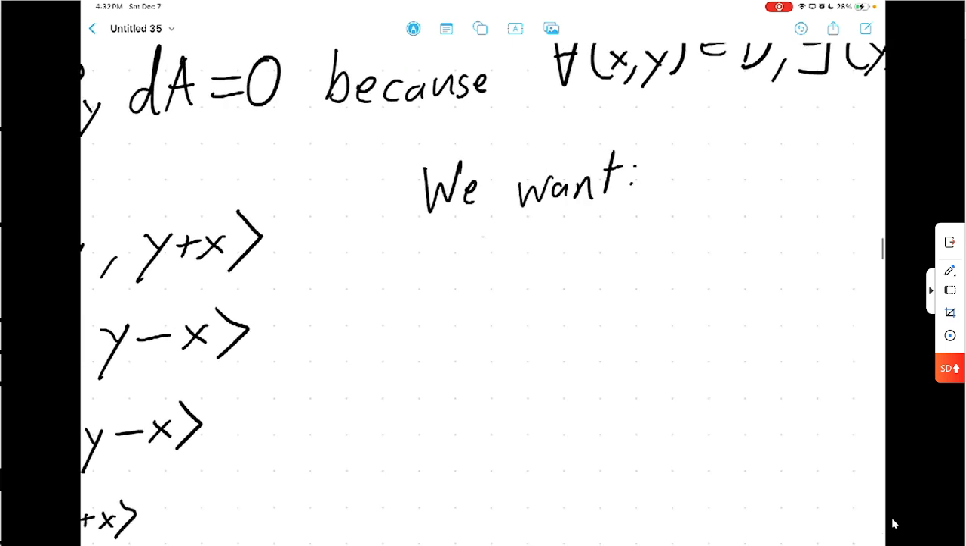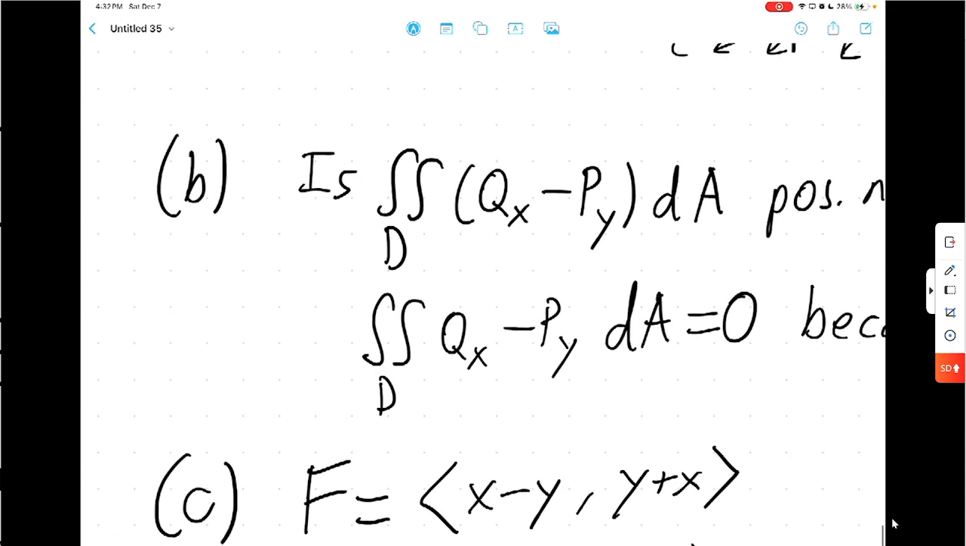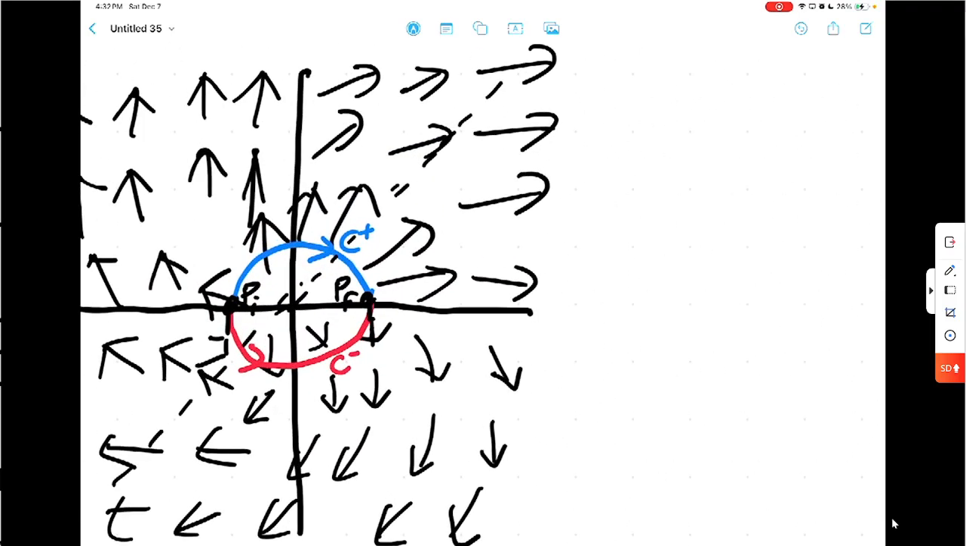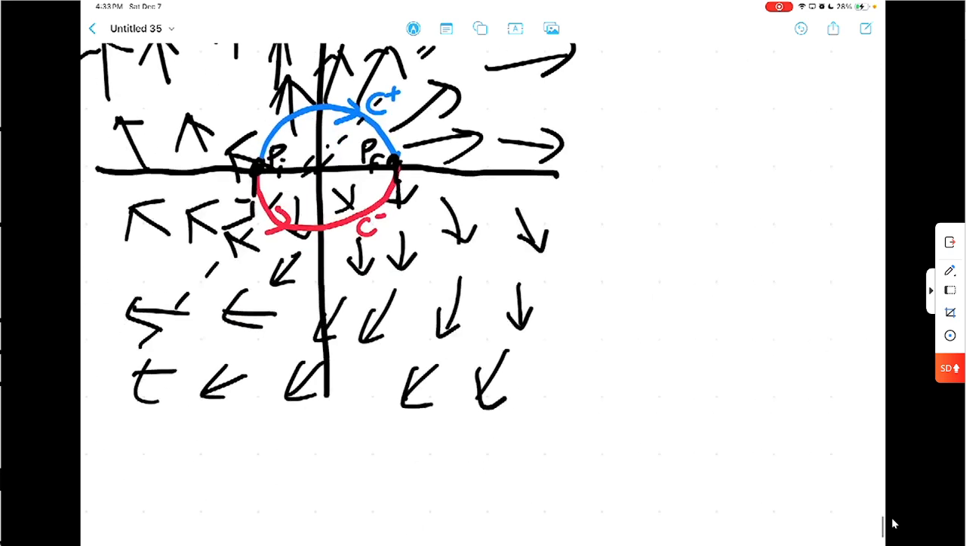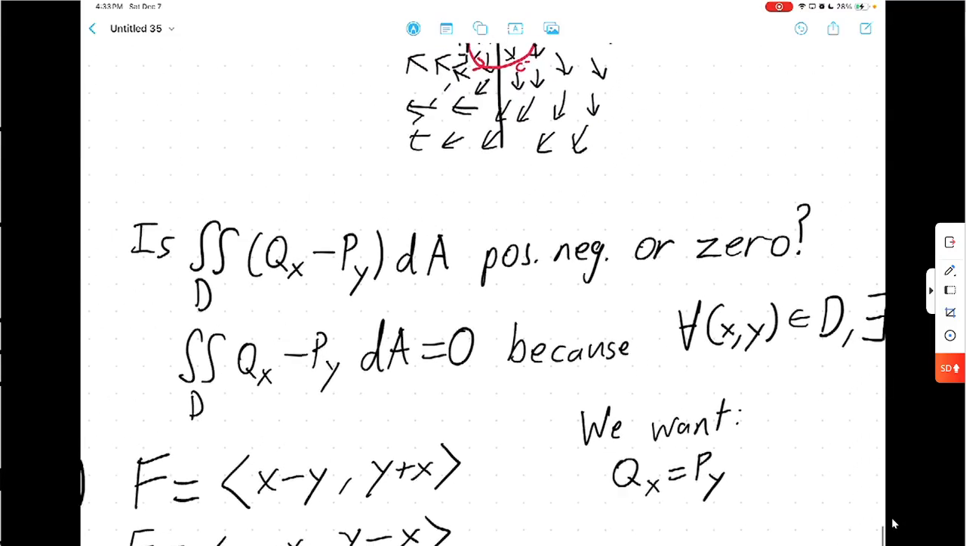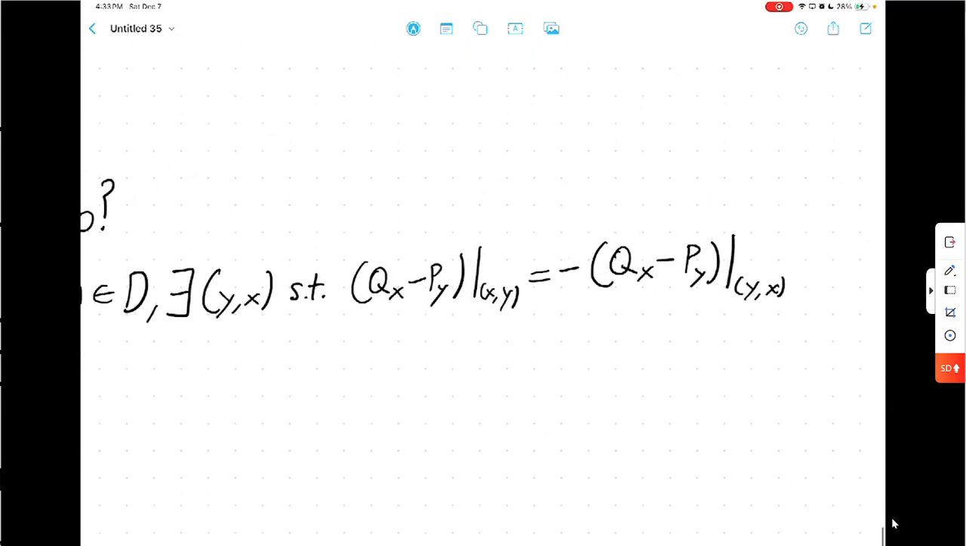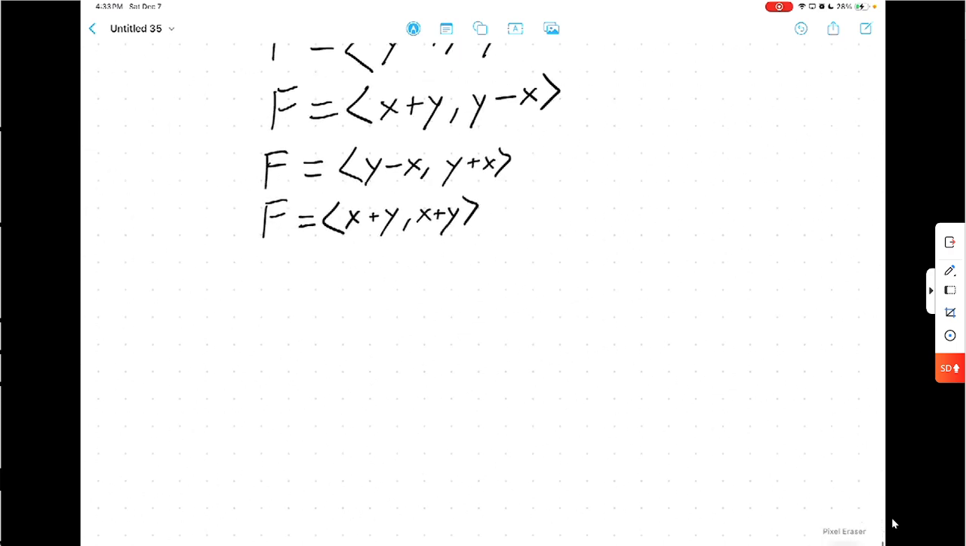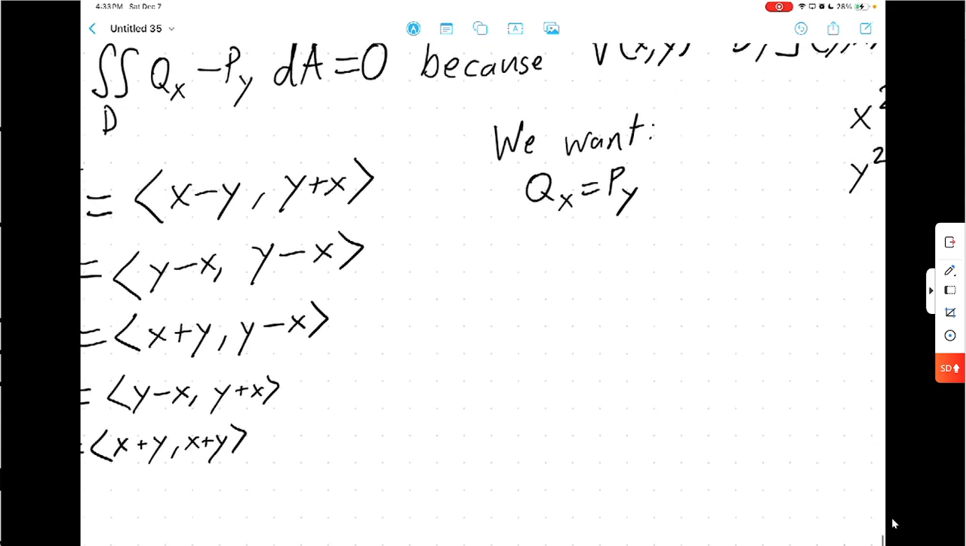So we want q of x to be equal to p of y, because from part B, we know that this integral is 0, from the fact that for any single point I can find a negative of that inside the circle. And you can also show that for any point, if I do y squared plus x squared, you'll also get the same thing. So there will always be a point inside the circle. So we're good for that one.